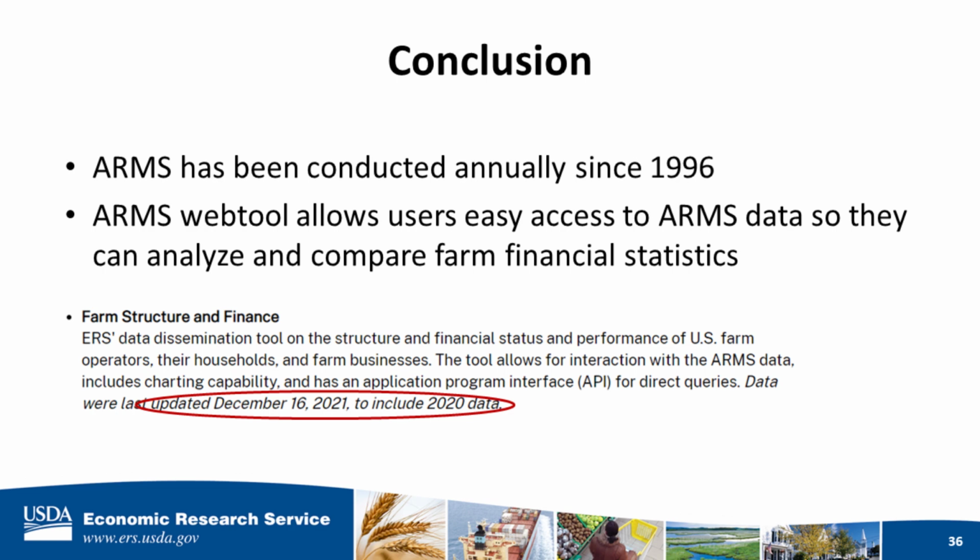So in summary, ARMS has been conducted annually since 1996, and this is a great web tool, a data dissemination tool we recently developed that gives you easier access to ARMS data, and you can analyze and compare different farm financial statistics. And we usually update this information once a year. So in the month of December, we'll have data for 2021.